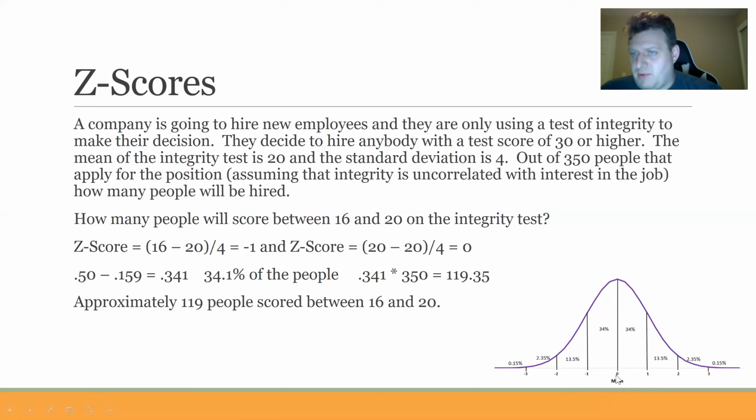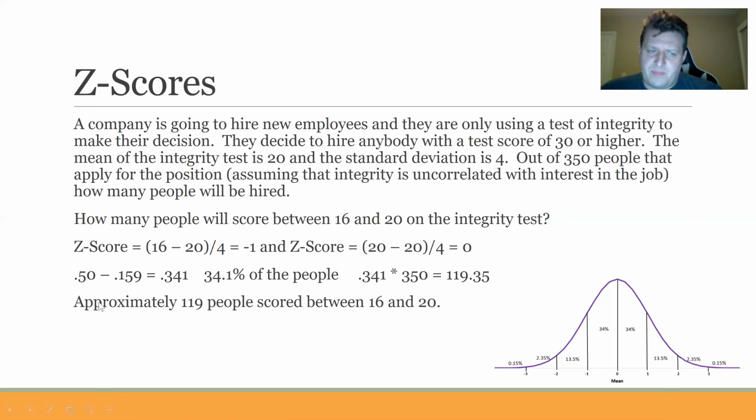I'm going to go to my table and find the percentage of people that score lower than a z-score of 0, and subtract from that the percentage of people that scored lower than a z-score of -1. The proportion of people that score below a z-score of 0 is 0.5, or 50% of people. No duh, it's the mean. 50% score above the mean and 50% score lower, according to a normal distribution.